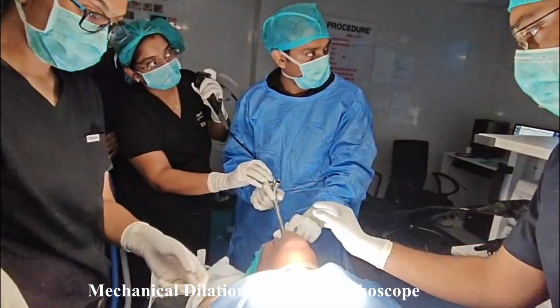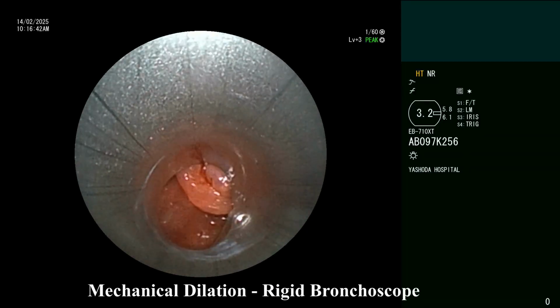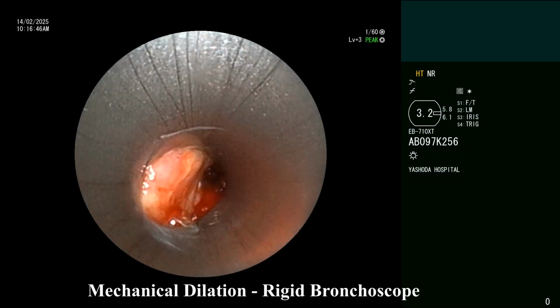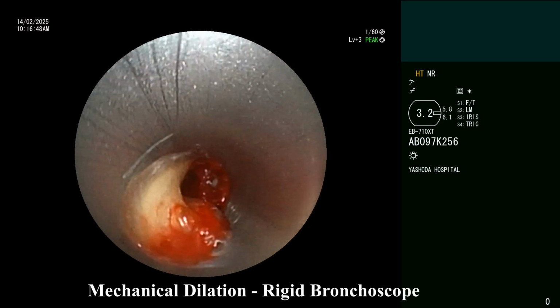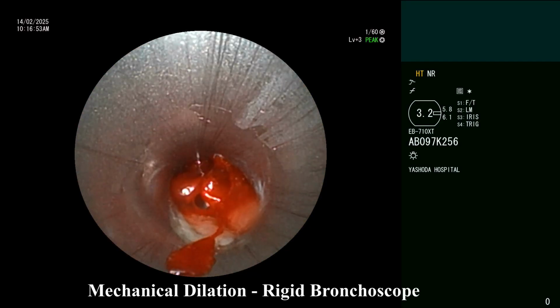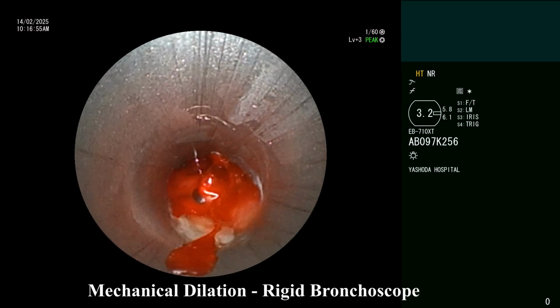performed. As you can see from the video here, serial dilations of the tracheal stenosis with the help of a rigid bronchoscopy is being performed. Care is taken not to injure the tracheal wall and cause the perforation of the tracheal wall.